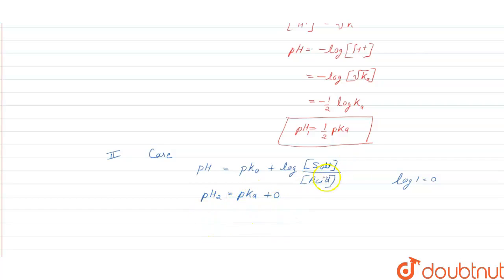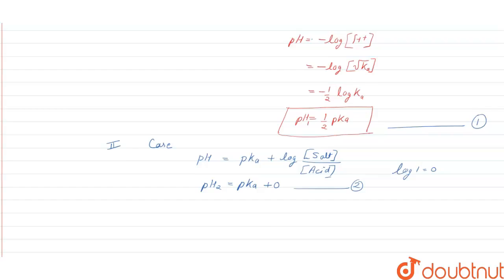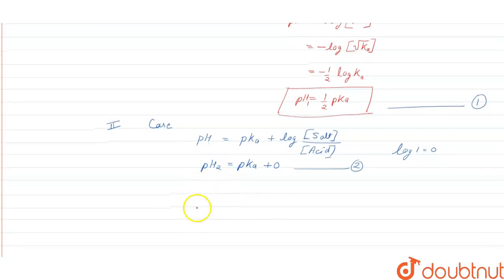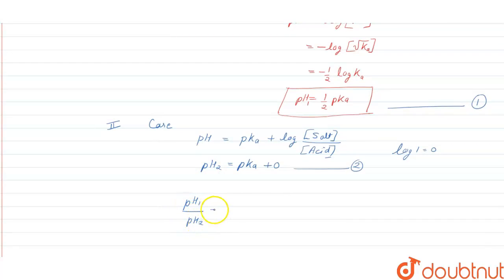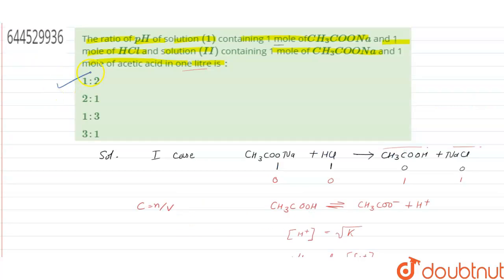Now let's compare both of these expressions to find the ratio of pH1 to pH2. We can write that pH1 divided by pH2 would give us pKa divided by 2 into pKa. As the same acid is present in both the situations, we can say it would be equal to half. So our ratio took the form of half to 1. Let's see which of the options is giving us this value. So option A is the correct answer.